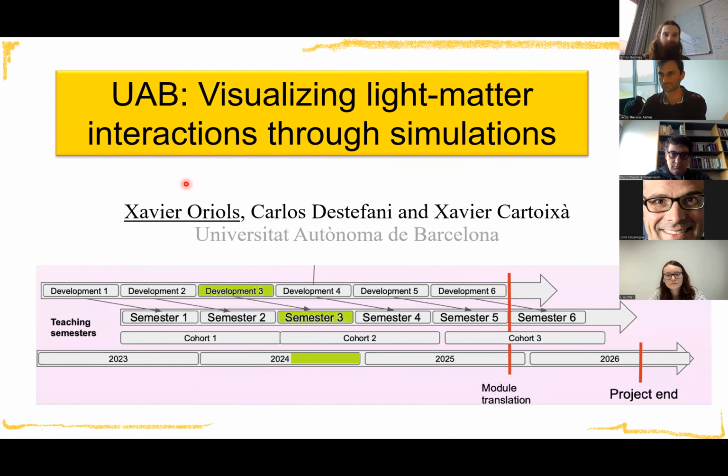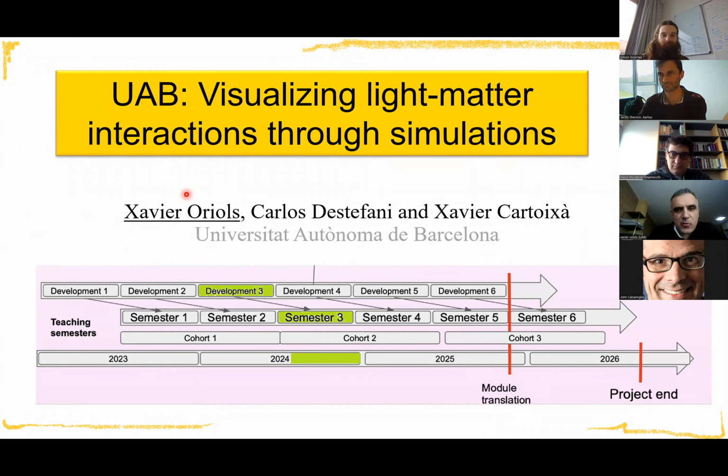Okay, yeah. So basically, this will be just a simulator, also with quite similar ideas to what we are proposing. It has been developed by me, Xavier Oriols, and Carlos Estefani and Xavier Cartuchat. We are planning to develop it in September, but we already have some preliminary results, so you can get an idea of what we want to simulate.